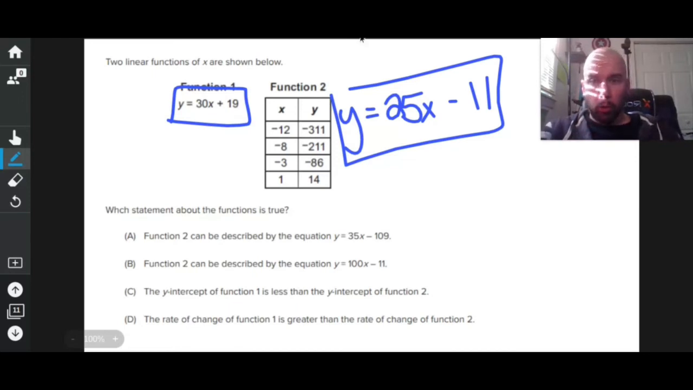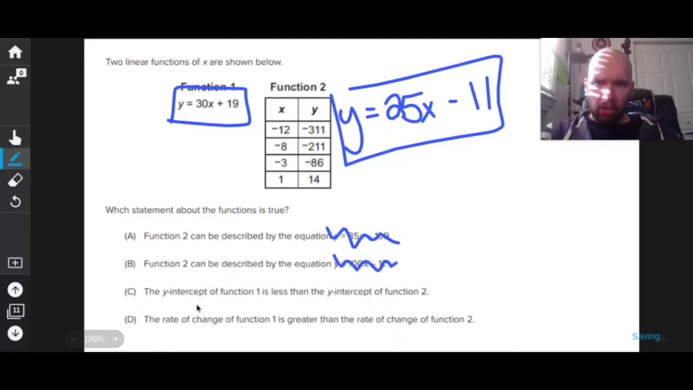What am I supposed to do? Which statement about the function is true? Well, let's just go through them. Function 2 can be described by the equation 35x minus 109. That's not true. Function 2 can be described by the equation y equals 100. That's not true.